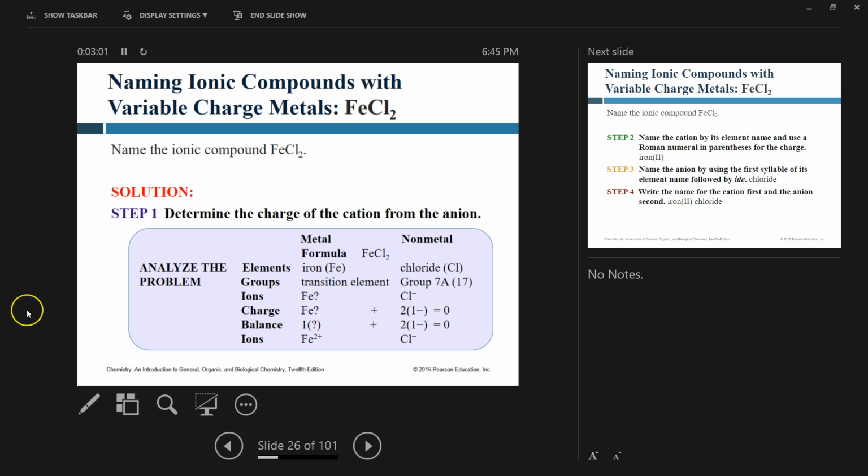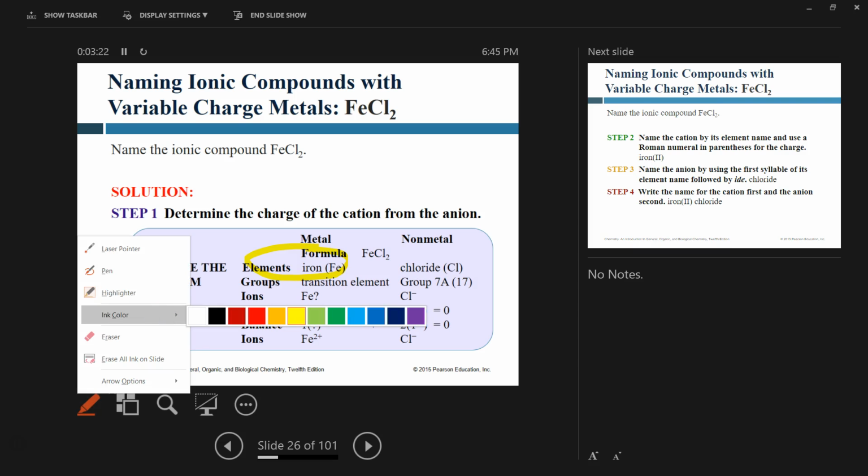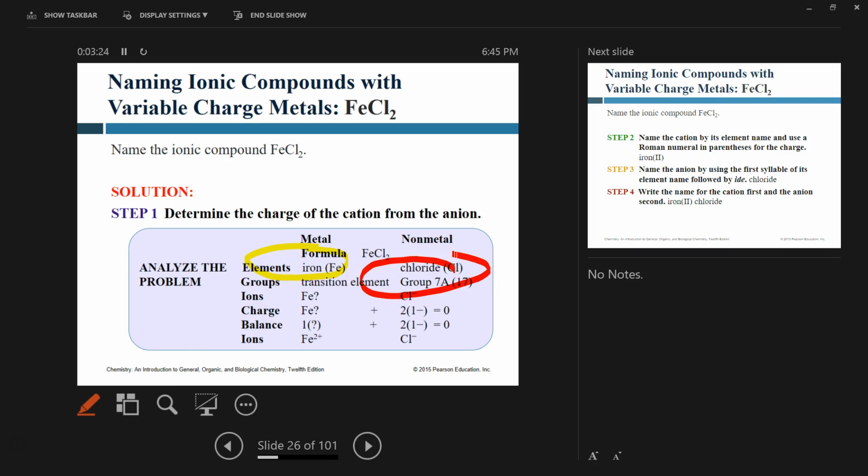The naming of ionic compounds, right? Just as a general reminder, the cations, the metal ions, are always named the same as the metals, like iron, okay? While the anions take the first syllable of the element, like chlorine, CHLOR, and then you add IDE: chloride, okay?